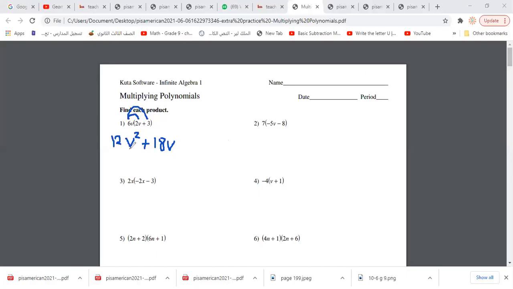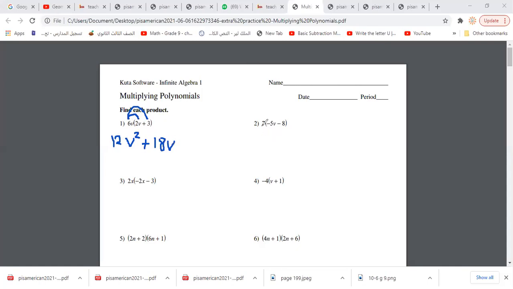And you have a number before a parentheses. Then we will distribute. Then 6 times 2, it will be equal 12. V times V equal V square. 6 times 3, it will be 18. And then you will keep V the same.